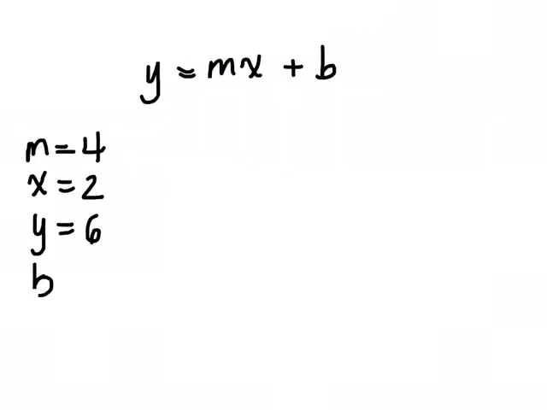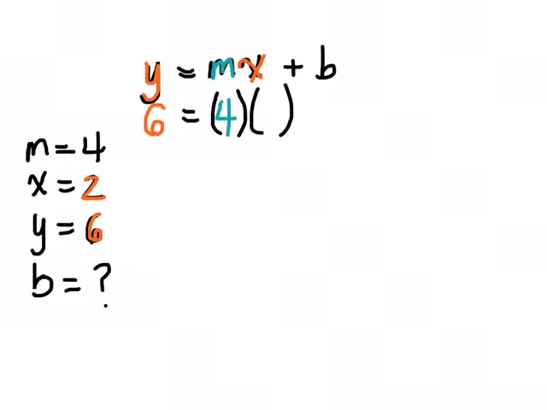Okay, so I'm just rewriting all the information we have. We know that m is 4, the slope is 4. So I'm going to replace m with the number 4. And I know my x and y. x is 2 and y is 6. So I'm going to write 6 equals. Now, what does mx mean? What operation is that? Multiplication. So that means 4 times, what's my x? 2. Good. Easy. Plus b. This is what I don't know. This is what we need to find out.